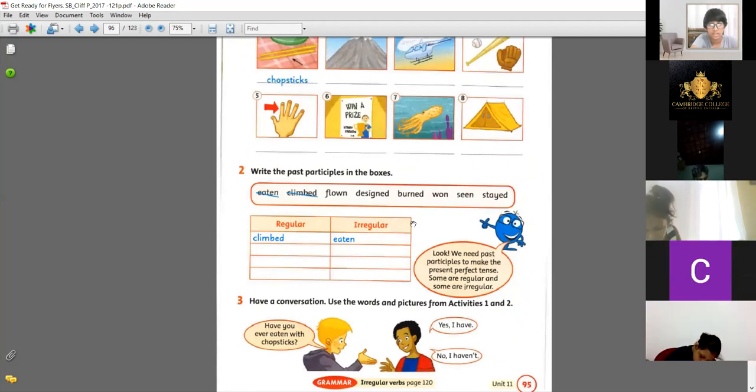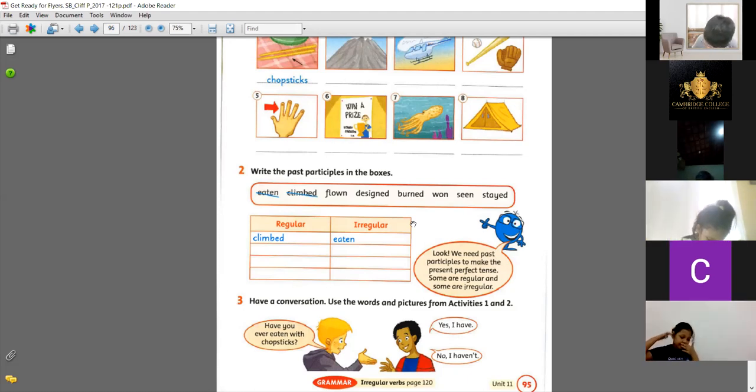Others, regular verbs. Tell me what are the regular verbs you can see here. The first one has been done for you, climbed. What are the others? Designed. Yes, designed. The third one is burned. Next one, stayed. Good. You can see ed words. That means you have already added ed to them. Then they can write like that.